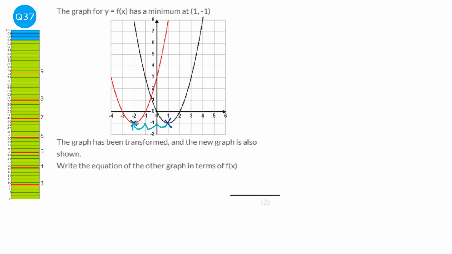Now it's tempting to think that the new function will be f(x minus 3). That would be what would be tempting to do. But when you're looking at transforming graphs along the x-axis, it's actually the opposite of what you think. So the actual answer is f(x plus 3). So this one would be wrong.